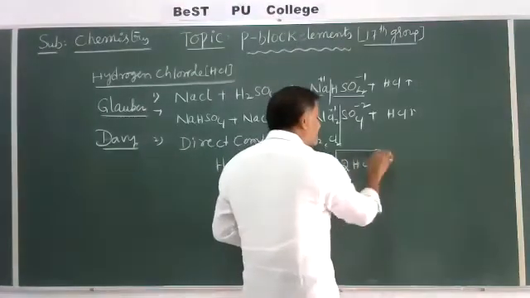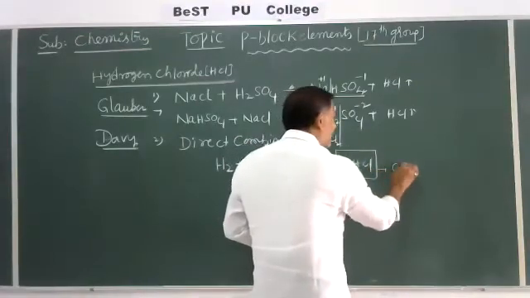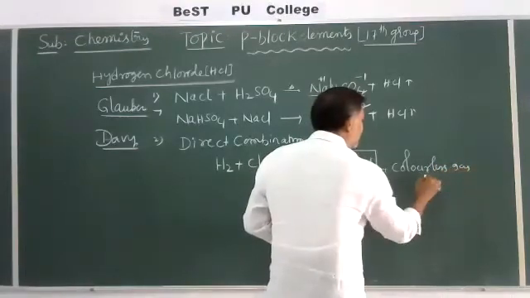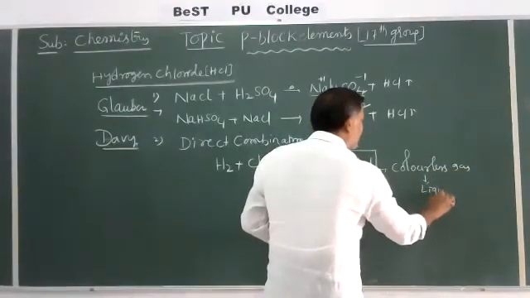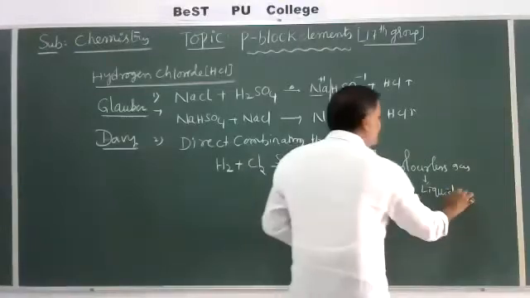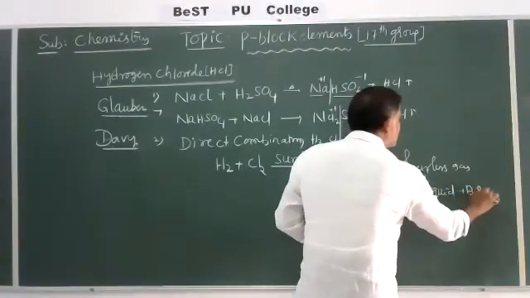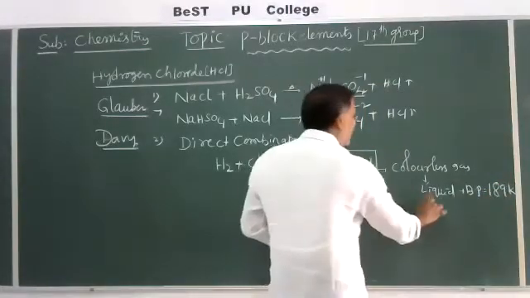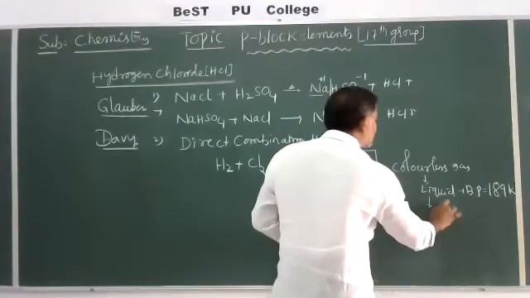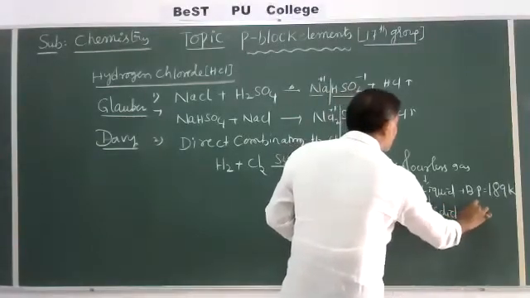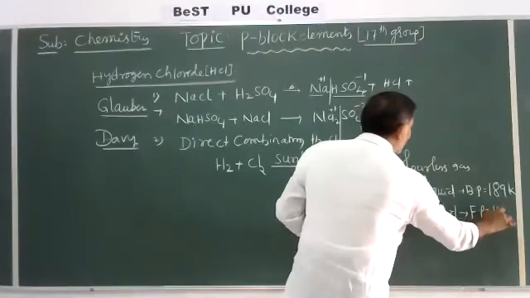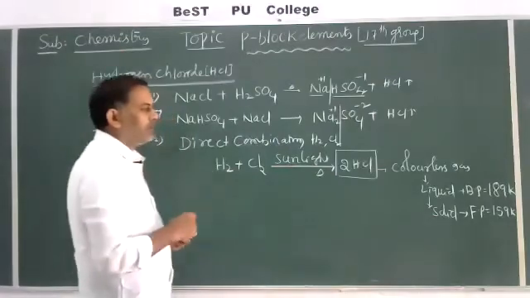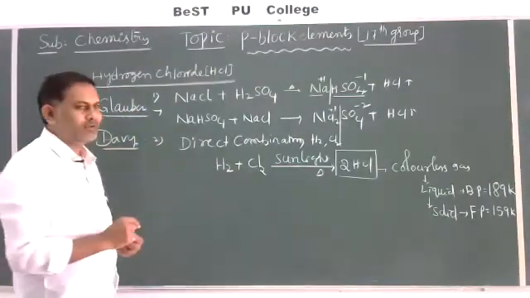Now, this hydrogen chloride is a colorless gas that can be converted into a liquid. Its boiling point is 189 kelvins. It freezes as a white crystalline solid. The freezing point is 159 kelvins. These are the boiling and freezing points of hydrogen chloride.